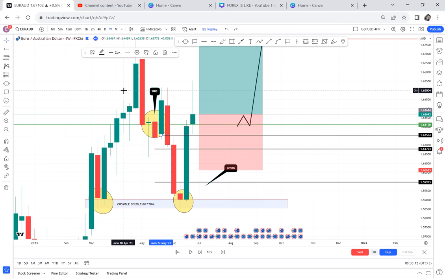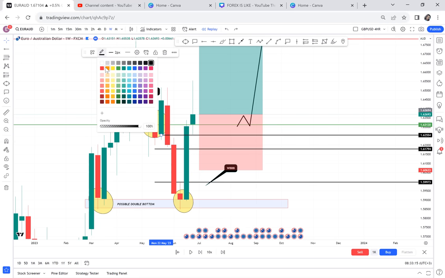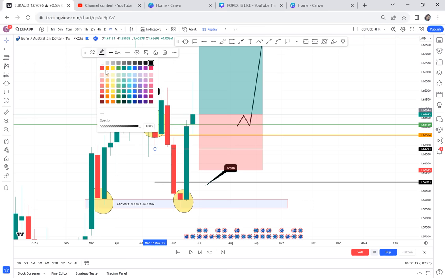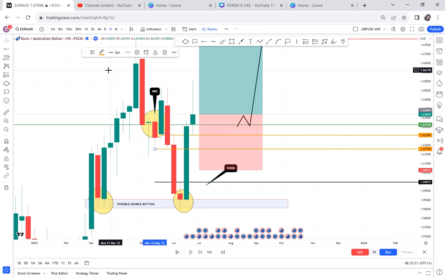Let me change it to gold. So these are the zones that you're changing. You are doing a limit order. You're doing a buy order because you already know this market will buy, but you're not deprived of the fact that the market does retrace.